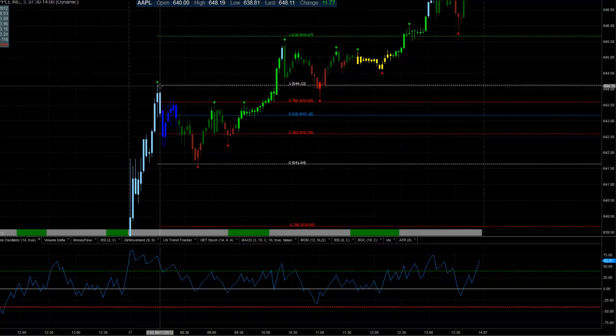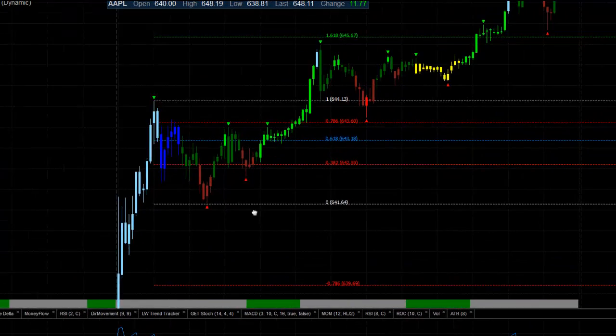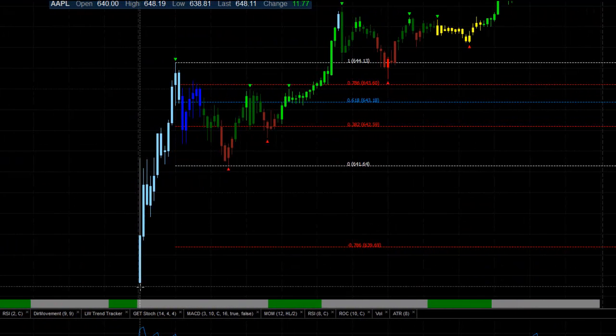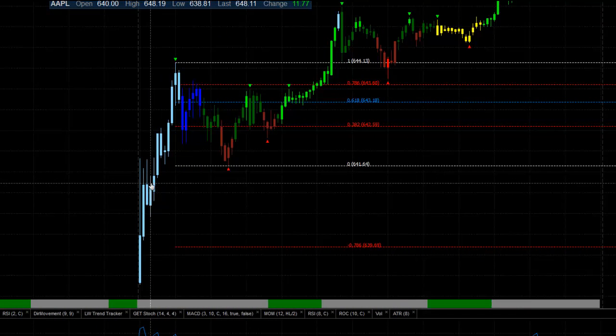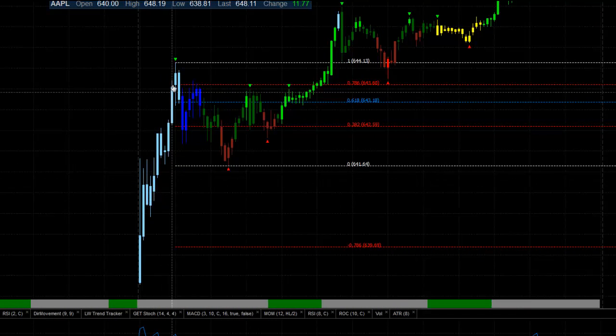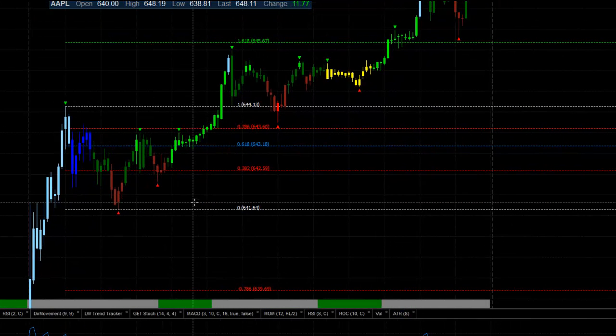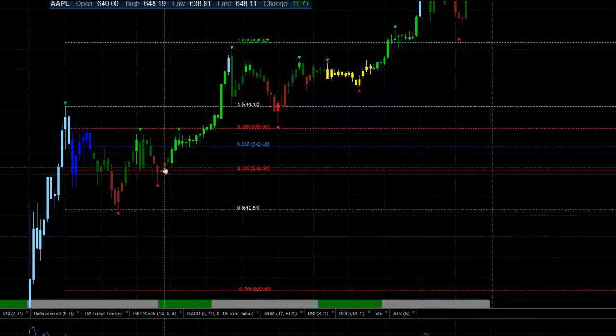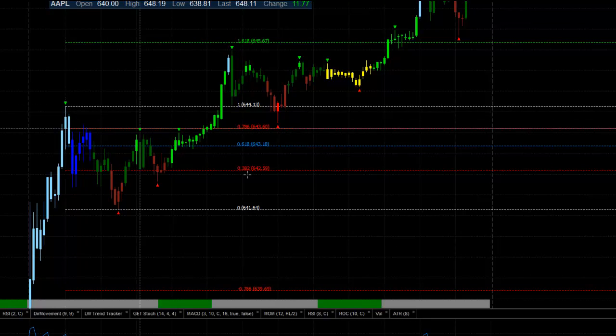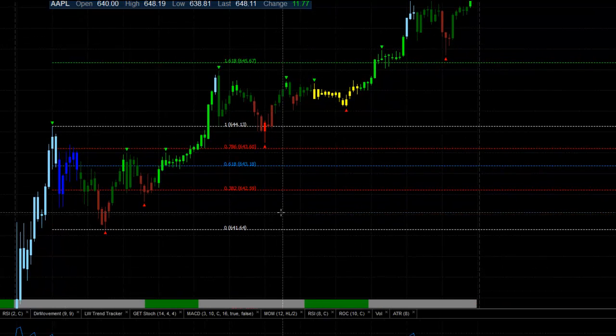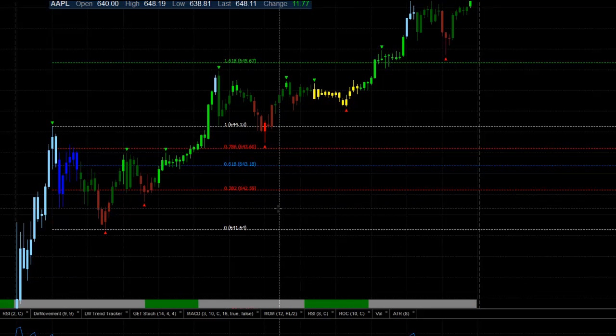So I would anchor on that, and the continuation pattern is usually at the beginning of the day when price breaks out of a range and goes to make a new high and then starts to pull back, and then price will often continue higher and break the previous high. And I have a consistent way to play those.